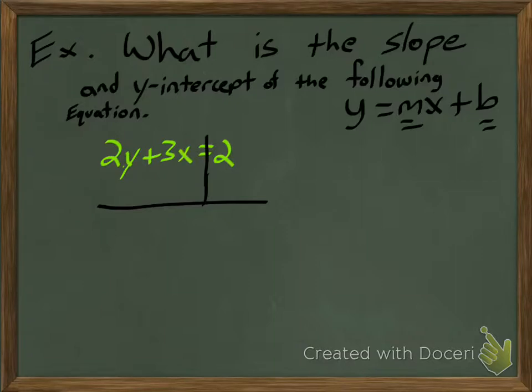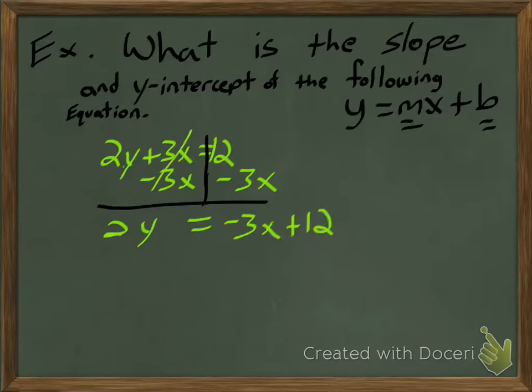Okay, now we had to move this to the other side. To do that, we're going to subtract it from both sides. So minus 3x. And we have 2y equals minus 3x plus 12. Okay.